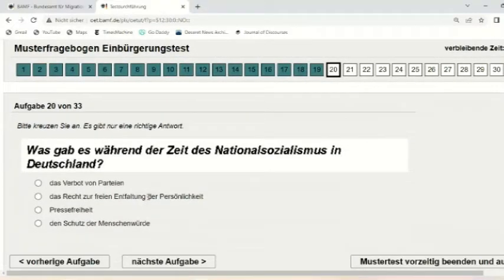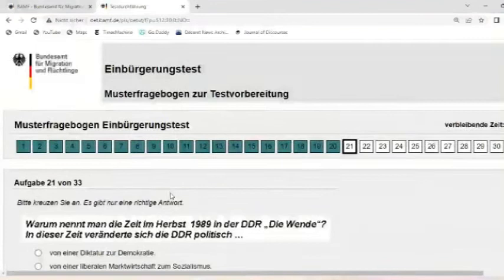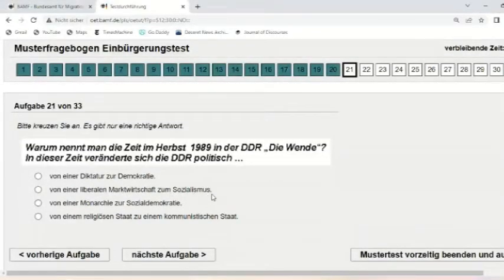It's fine. Question 20. What happened during the time of the Nazis in Germany? The prohibition of parties, the right to development of personalities, freedom of the press, the protection of human dignity. The only one I know of that happened was the prohibition of parties. Question 21. Why do people call fall of 1989 in the GDR the turning point? In this time, politics in the GDR changed from a dictatorship to a democracy, from a liberal market economy to socialism, from a monarchy to social democracy, from a religious state to a communist state. Okay, we're talking East Germany, so from a dictatorship to a democracy.